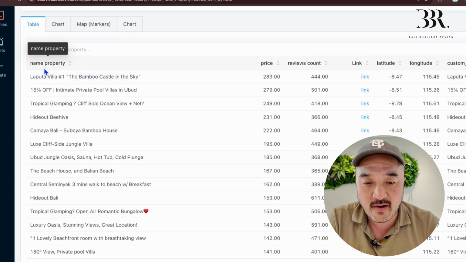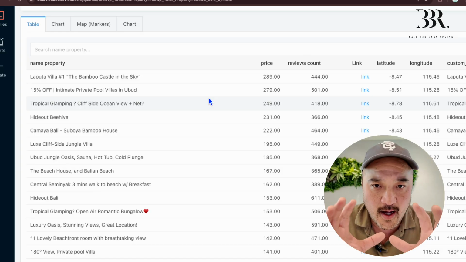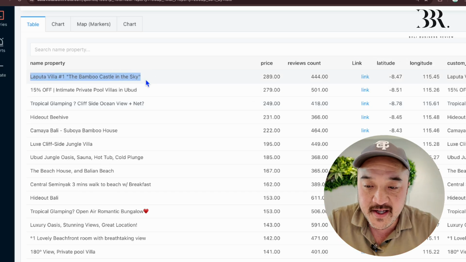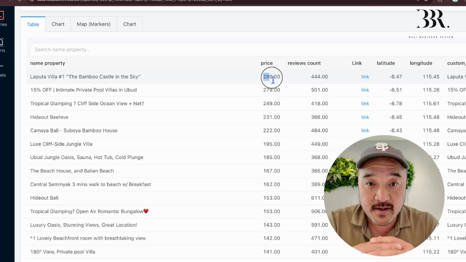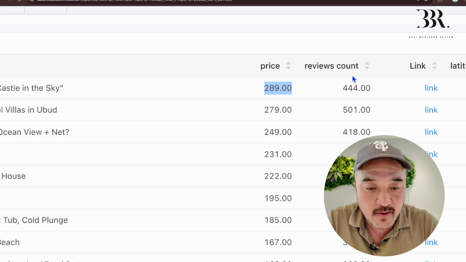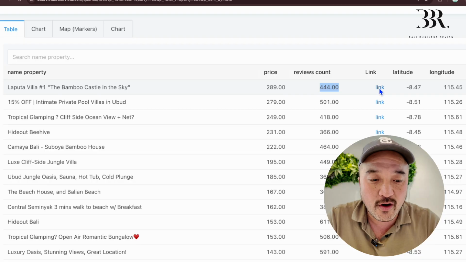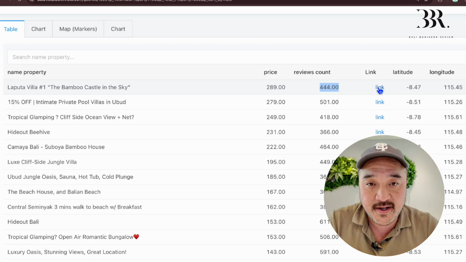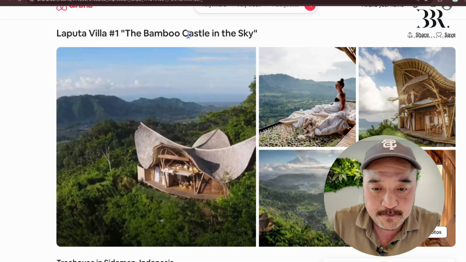Okay, so if we take a look at now, let's go with this one first, okay? So here's an index of all the highest, it's a balance of the most reviews at the highest price, okay? You can see Laputa, Villa number 1, Bamboo Castle in the Sky, is by far the most astounding performance in terms of the highest price at $289, but also at the highest number of reviews, 444, okay? So what does a design for one of the number one properties of Airbnb in Bali look like? Well, let's open it up and take a look inside.